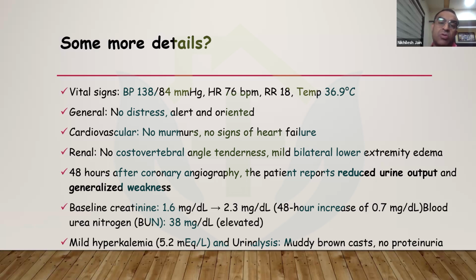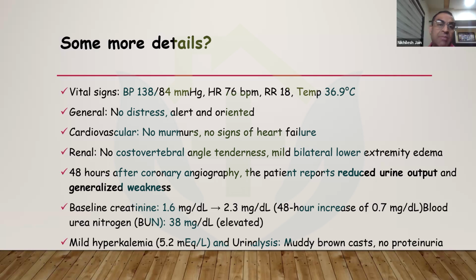48 hours after the coronary angiography, the patient reports decreased urine output and generalized weakness. The baseline creatinine, which we went through in the earlier slide, which was 1.6 milligram per deciliter, has climbed up to 2.3 milligrams per deciliter. That is a 48-hour increase by about 0.7 milligram per deciliter. You've got a blood urea nitrogen of 38 milligram per deciliter, which is elevated. There is mild hyperkalemia, 5.2 milliequivalent per liter, and urine analysis shows muddy brown casts with no proteinuria.